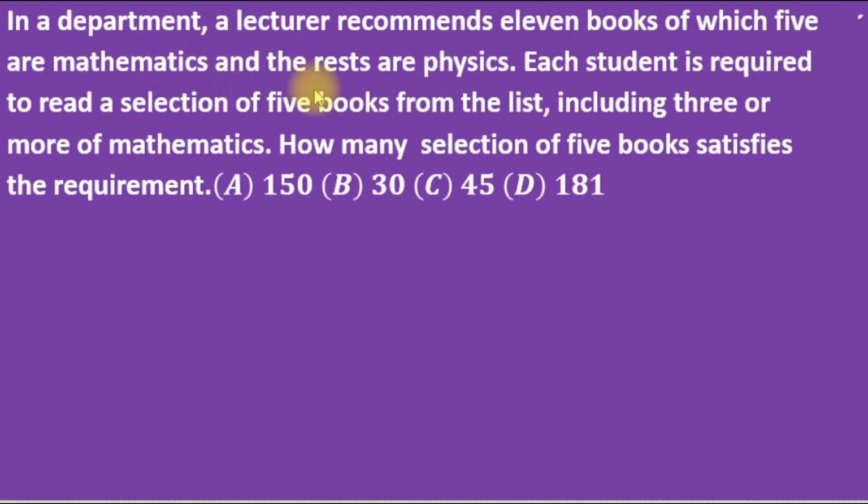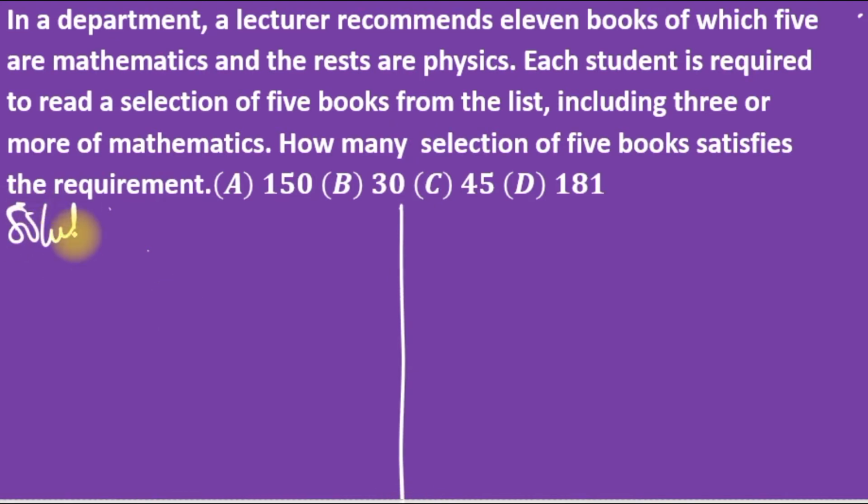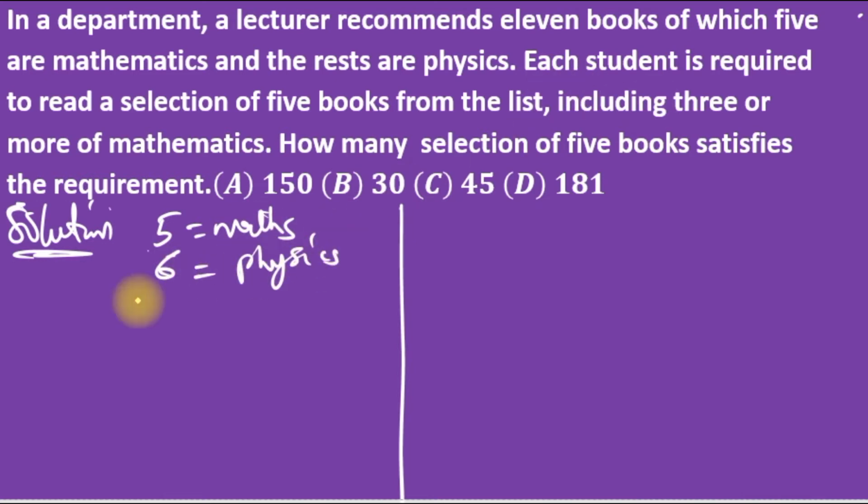In a department, a lecturer recommends 11 books, of which 5 are mathematics and the rest are physics. Each student is required to read a selection of 5 books from the list, including 3 or more of mathematics. How many selections of 5 will satisfy the requirements? Okay, we need to be careful here. Remember, we have 5 maths; the rest are physics, so we have 6 physics, making a total of 11 books.